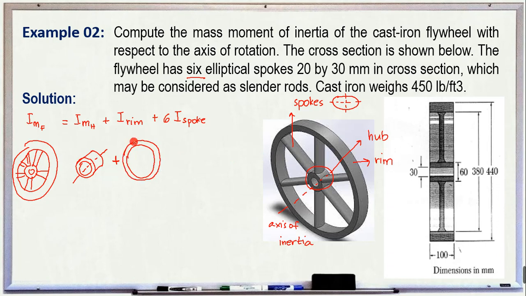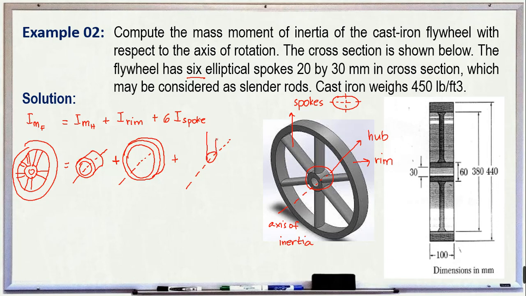Tapos, meron siyang thickness. Ito yung thickness niya. So, still along the axis of inertia. Yung spoke, so paano yan natin i-analyze? For the spoke, so that is plus. Again, this is our axis of inertia, axis of rotation. Yung spoke natin, naka-elliptical siya.